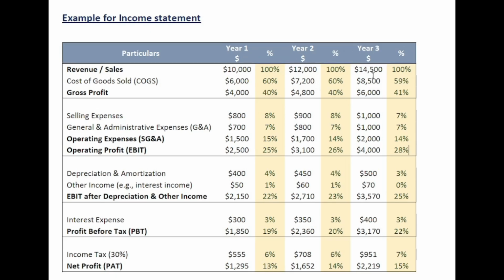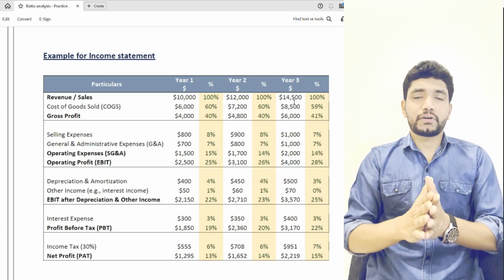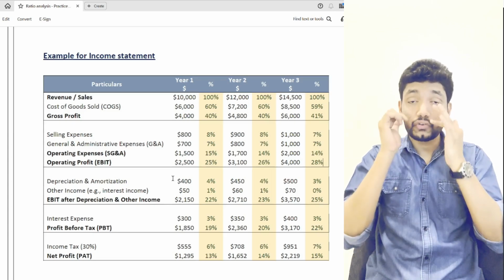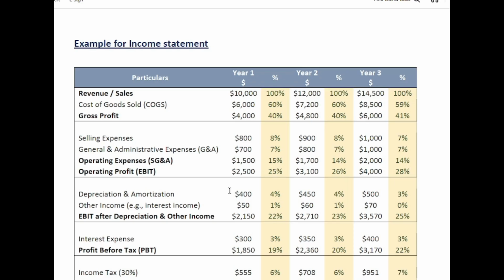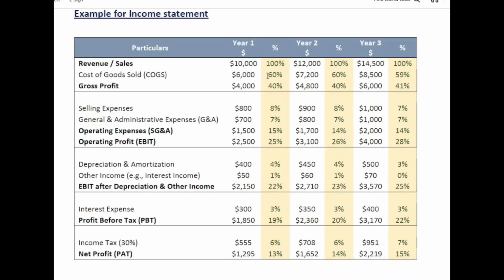So this is already a vertical analysis, or vertical income statement. In this way we can analyze all the components of the income statement, how they are behaving year to year in relation to sales. You can see the GP is 40% in year 1 and 40% in year 2, but when it comes to year 3, it is 41%. Like that, the operating profit also increased from 25 to 26 and 26 to 28 across years 1, 2, and 3. Same with the net profit, you can see there is an increase.